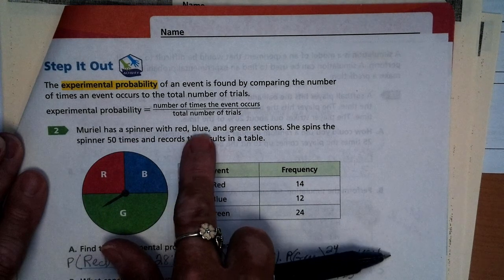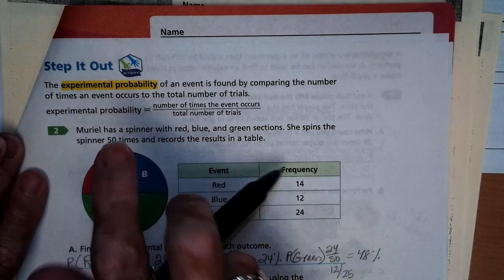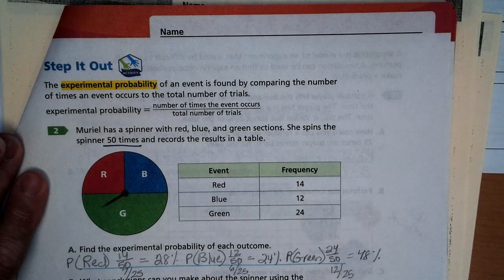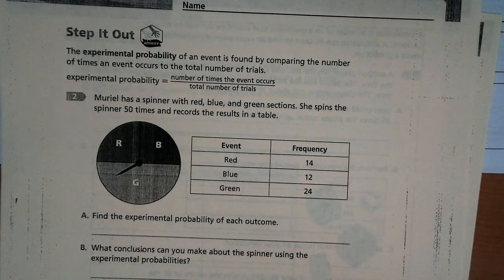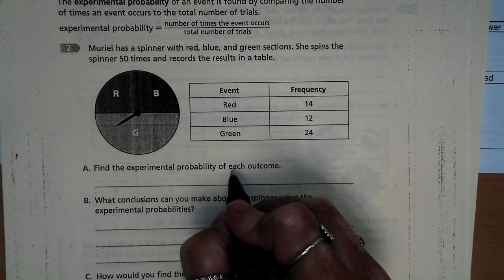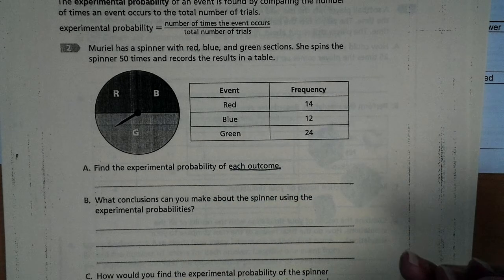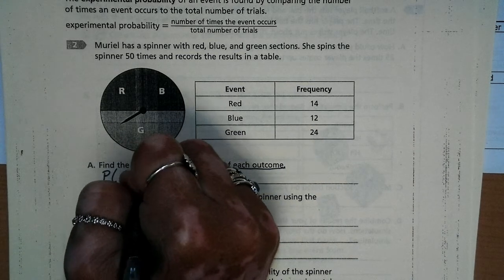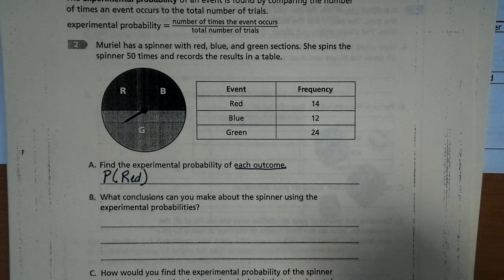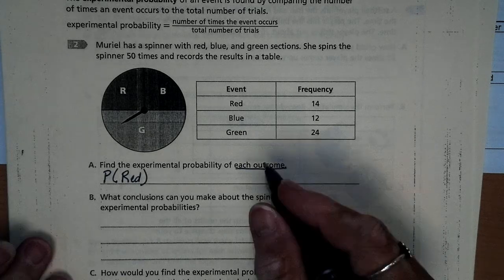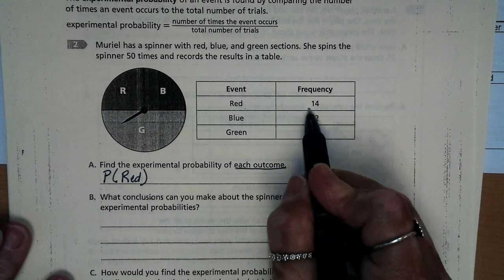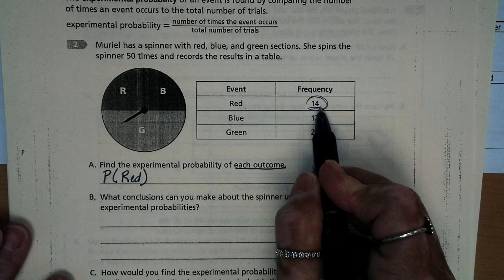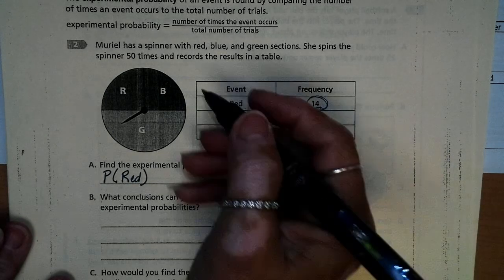Muriel has a spinner with red, blue, and green sections. She spins the spinner 50 times. So that is your trial. And records the results in the table. So it says, find the experimental probability of each outcome. So what is the probability of spinning a red number? How would we write that? So number of outcome over the total trials.